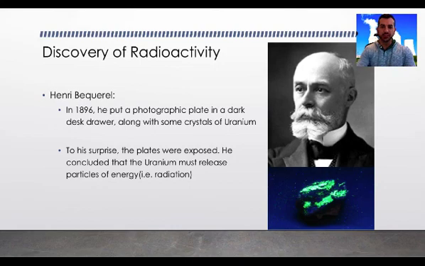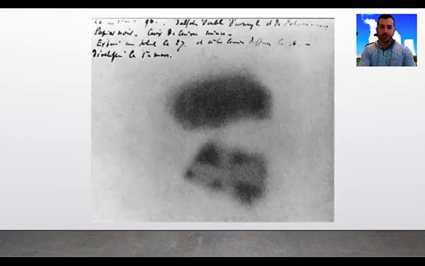This is what the photographic plate looked like that was exposed in the desk drawer from the uranium crystals. And what we mean by a photographic plate is just that old school photography used these big plates in order to expose the image on them. And this is what ended up happening to his photographic plate that then caused him to figure out that the uranium was releasing some form of energy.